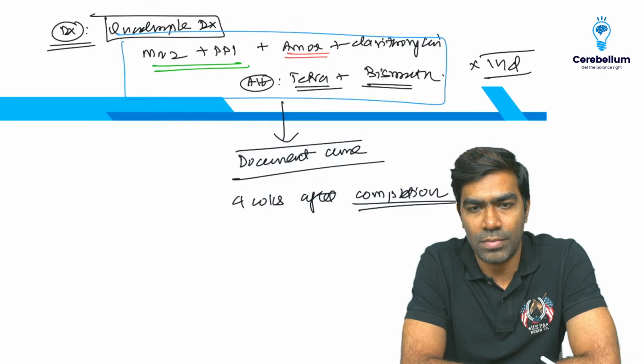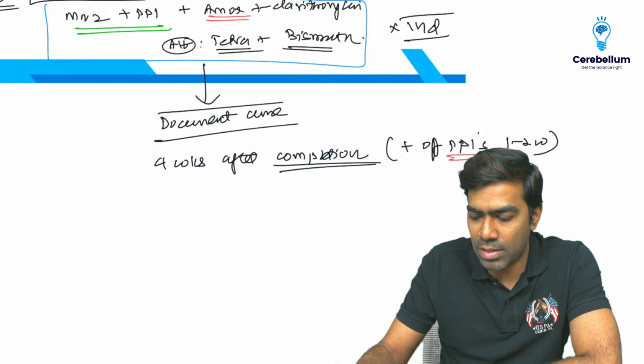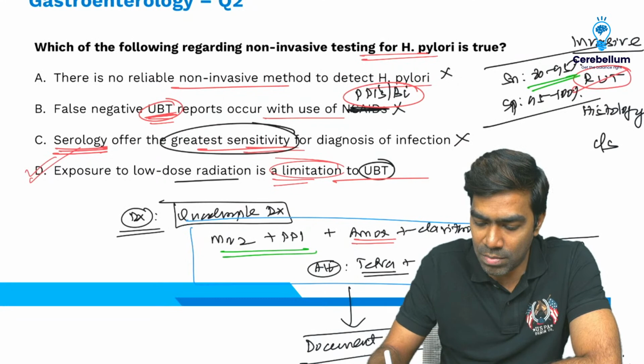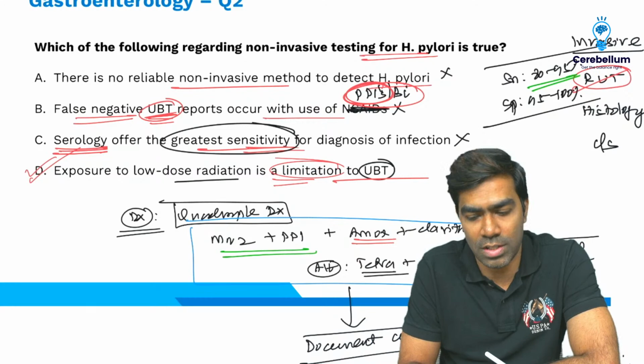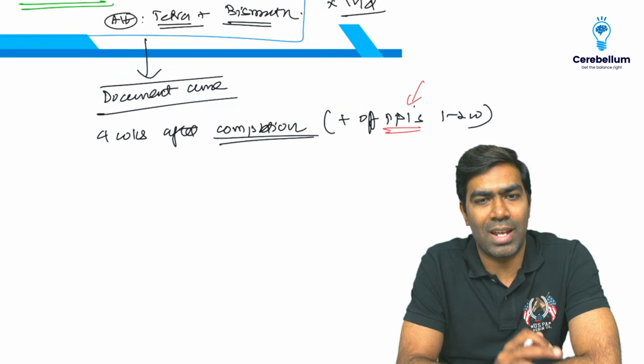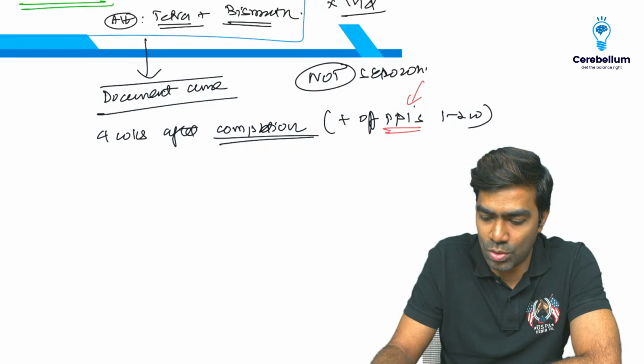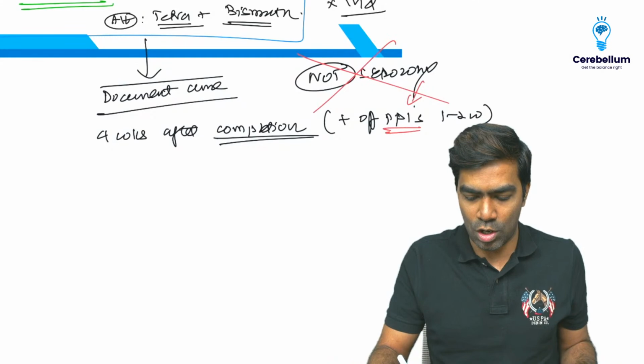And the patient should be off PPIs for 1 to 2 weeks. Why is this point important? Because we have already discussed that some tests like the urea breath test can become falsely negative if the patient is already using PPIs. That's the reason why you have to make sure that the patient is off PPIs for at least 1 to 2 weeks, and then you have to document cure. So what test can be used? You can use rapid urease test, urea breath test, or stool antigen test, but definitely not serology. Please don't use serology. It cannot be a test of cure.